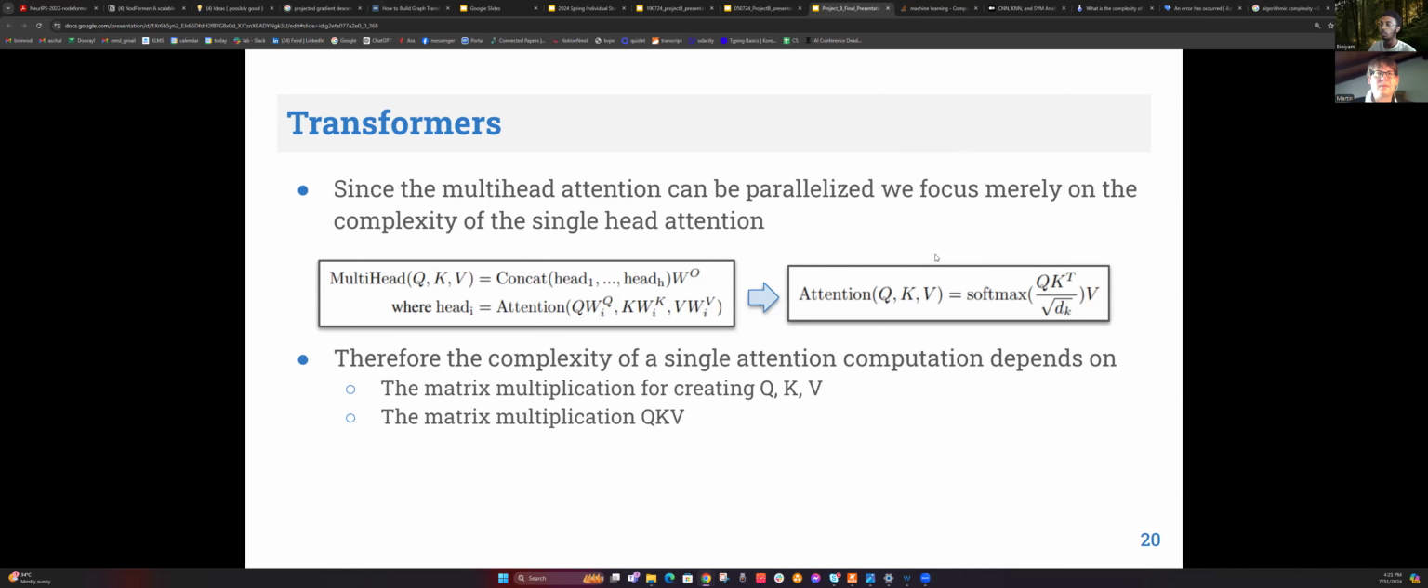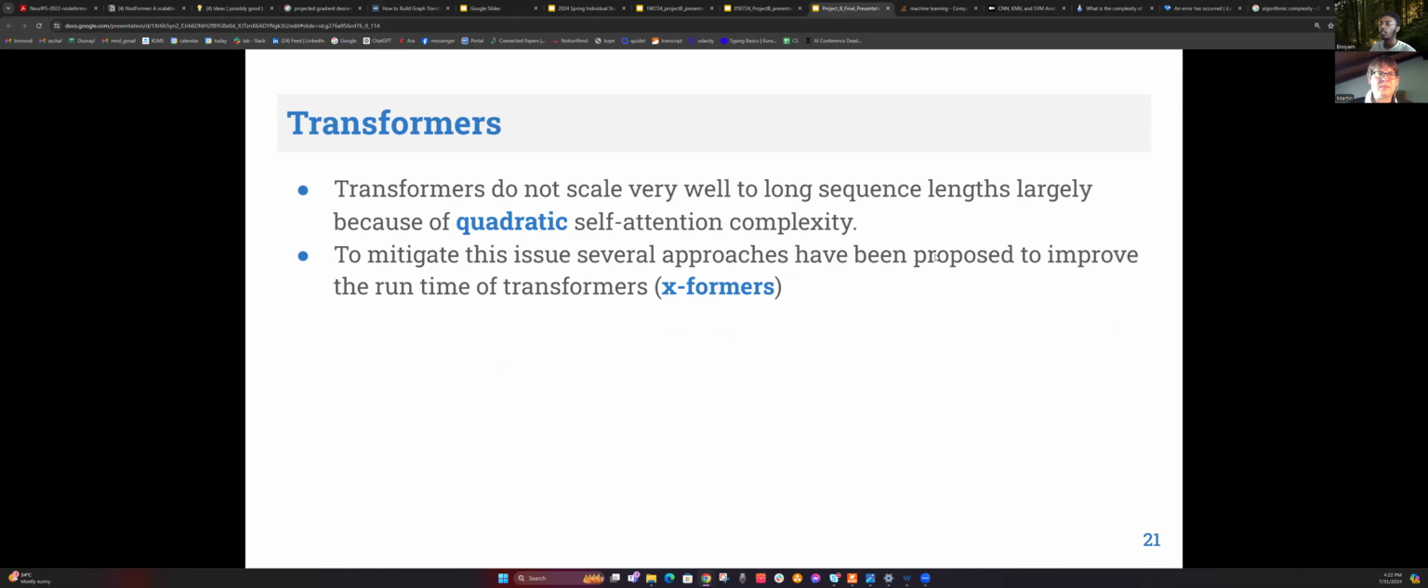So since the multi-head attention can be parallelized, we focus merely on the complexity of a single head attention, and we got this from earlier in our computation. The complexity of a single attention computation depends on the matrix multiplication between the query, key and the value. There is a well-known issue with transformers, that they do not scale linearly, they scale quadratically, and this self-attention is complex, so it's hard to scale them to large-sized inputs. For example, this can be seen in the issue of large language models having difficulty attending to a large corpus of text given at a single time.